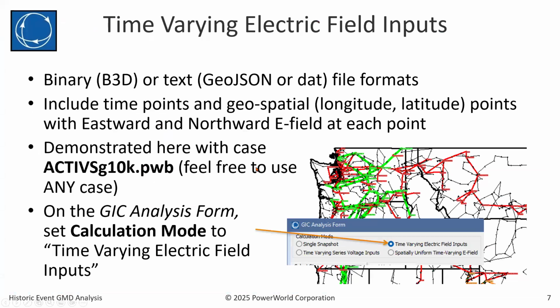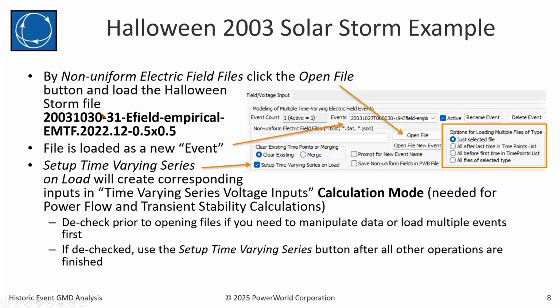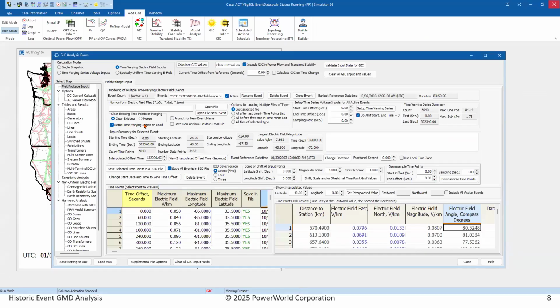But basically, yeah, we loaded the data in on the case, and this is the name of the file. And once it's loaded, another thing that you really need to be able to do in order to use other tools in PowerWorld Simulator, like transient stability and the power flow, is to create a time varying series for it. And if this box is checked, it'll do it all in one step.